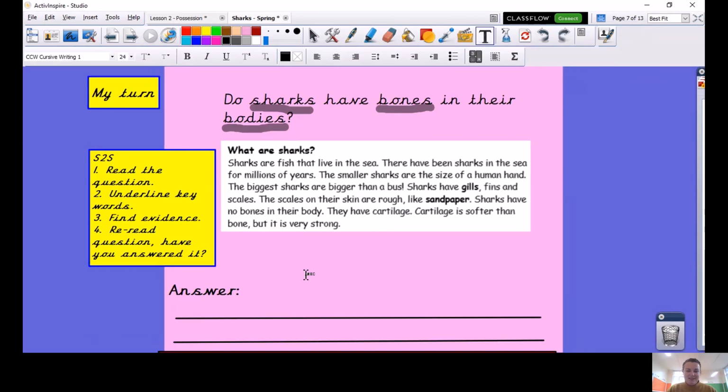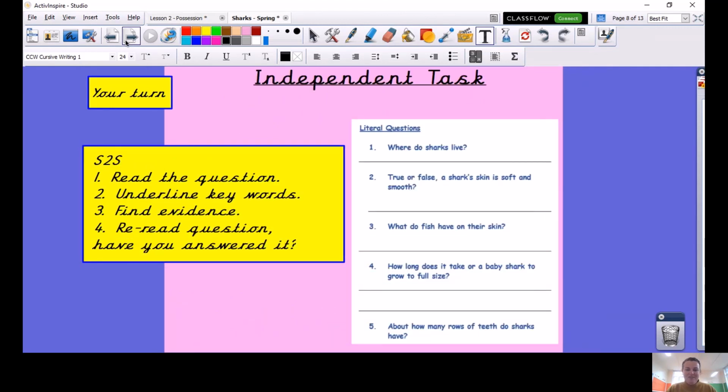Now I need to reread the question. Do sharks have bones in their bodies? No. Sharks do not have bones in their bodies. I've answered the question in a sentence. And I've answered the question. Your turn now. You've got 5 questions. I want you to read the question, underline the keywords, find the evidence, reread the question, and make sure you've written your answer. And last step, check for those capital letters and full stops.